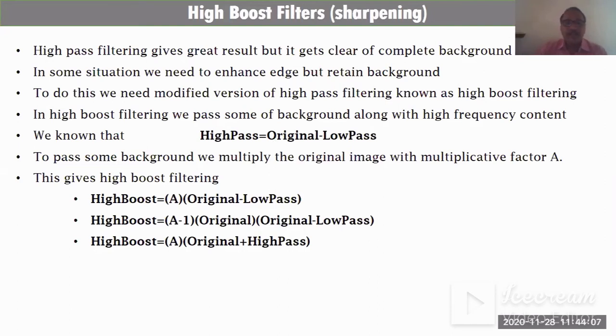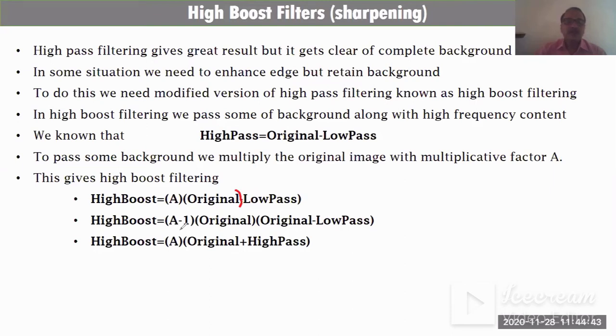So we know that high pass filter is equal to original image minus low pass filter. Original image मधून low pass filter वजा केलं की high pass filter येतो. But to pass some sort of the background we multiply the original image with some multiplication factor, for example A. So in this case we multiply the original image by some factor value and then subtract the low pass filter. So the formula is A into original minus low pass. So this is our formula.